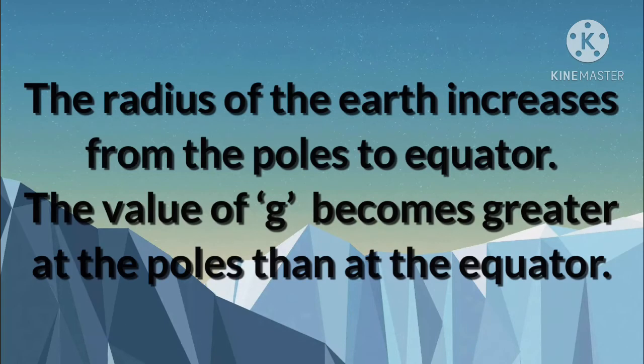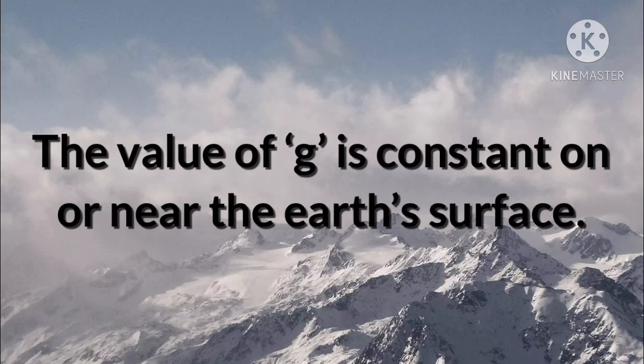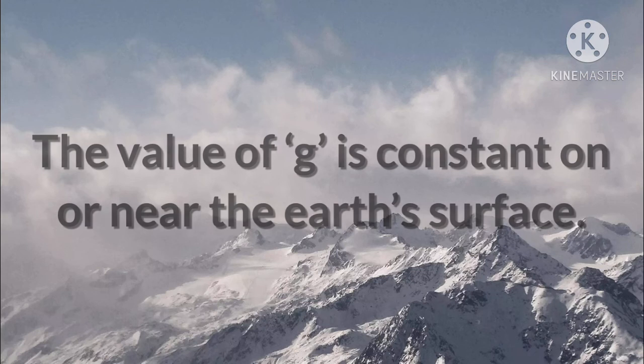Since the earth is not a perfect sphere, the radius of the earth increases from the poles to the equator. The value of g becomes greater at the poles than at the equator, and the value of g will be more or less constant on or near the earth.